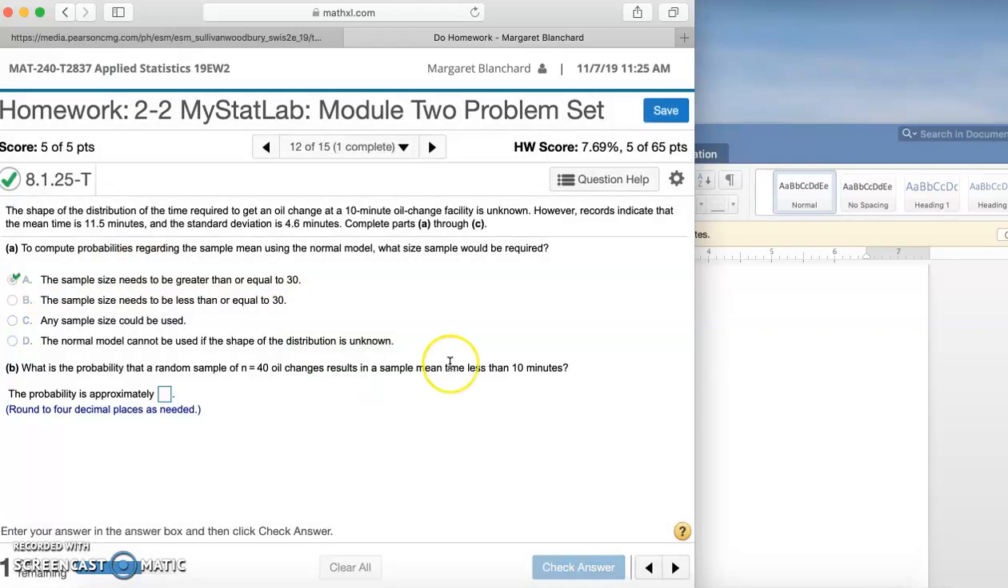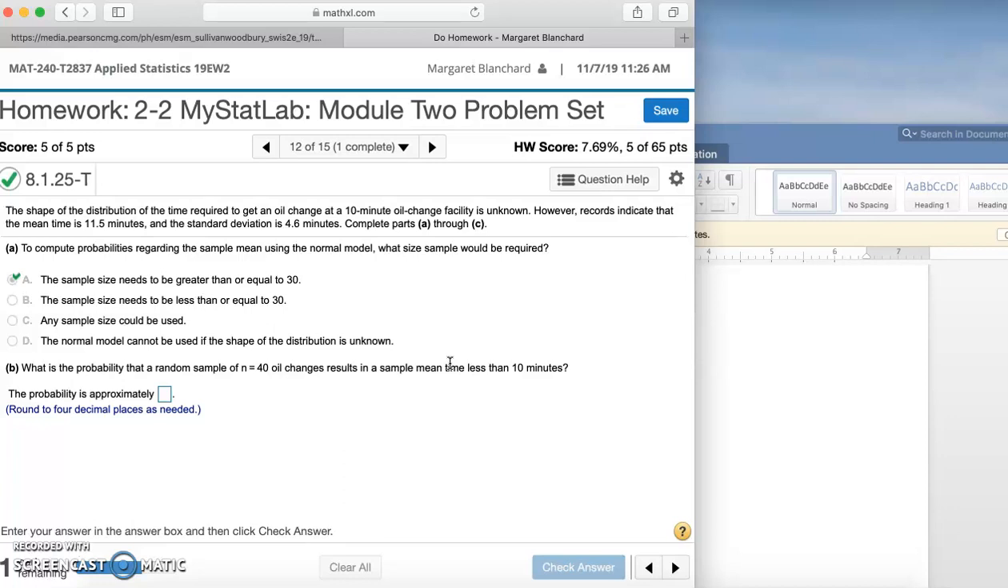Nice work. Part B, what is the probability that a random sample of n equals 40 oil changes results in a sample mean time less than 10 minutes? There's a couple ways to do this. You can do this manually using the lookup table, or you can use StatCrunch. I'm going to show you both ways.